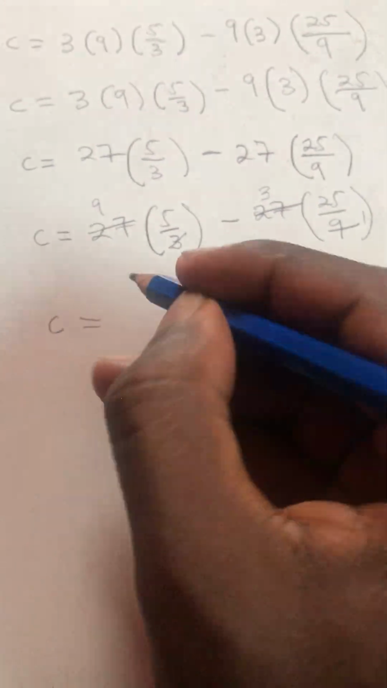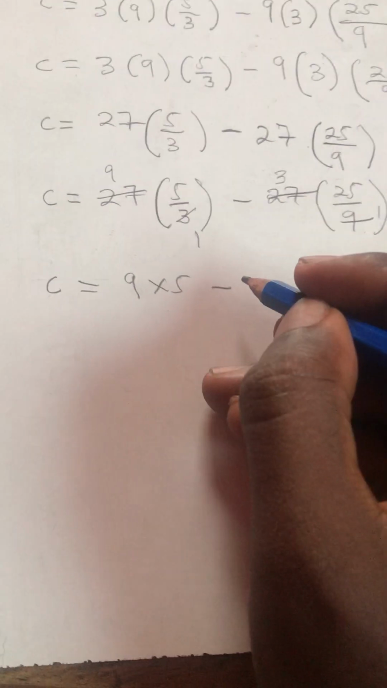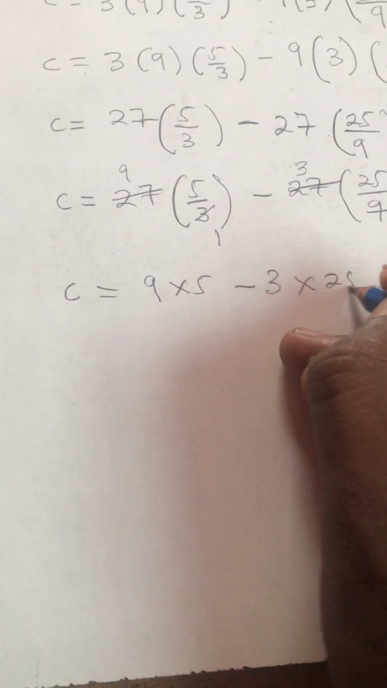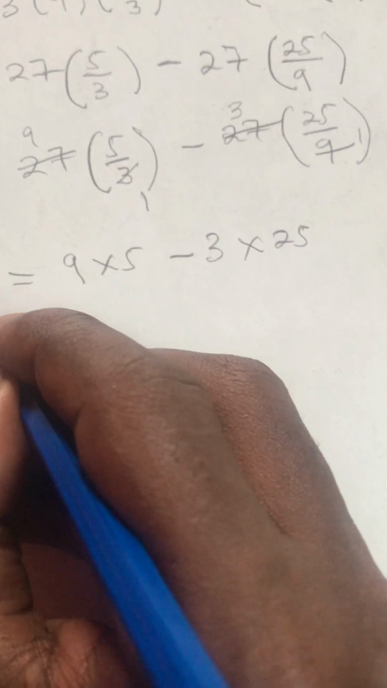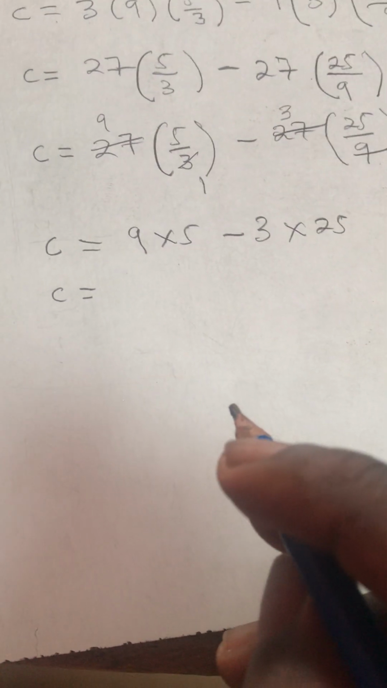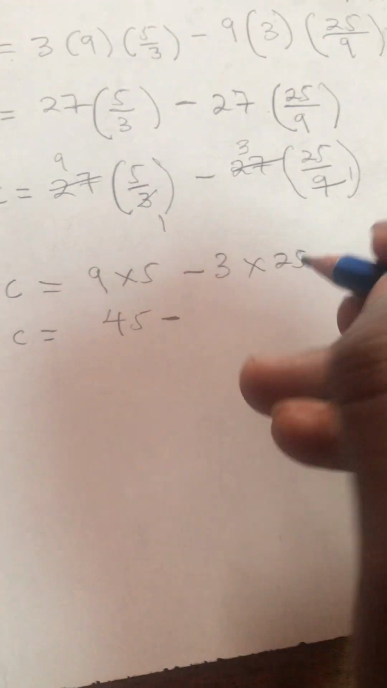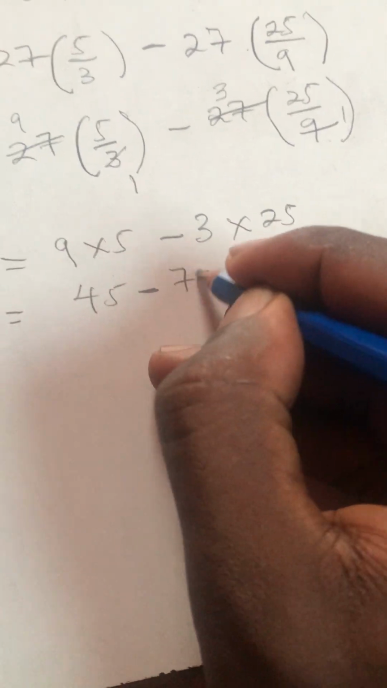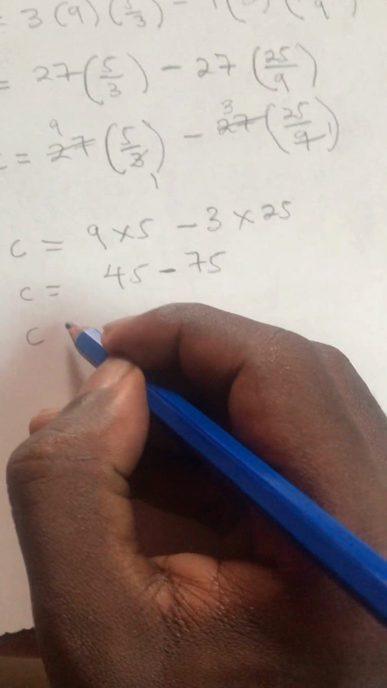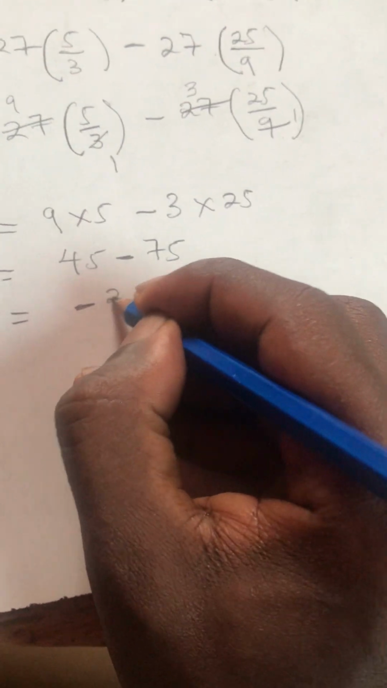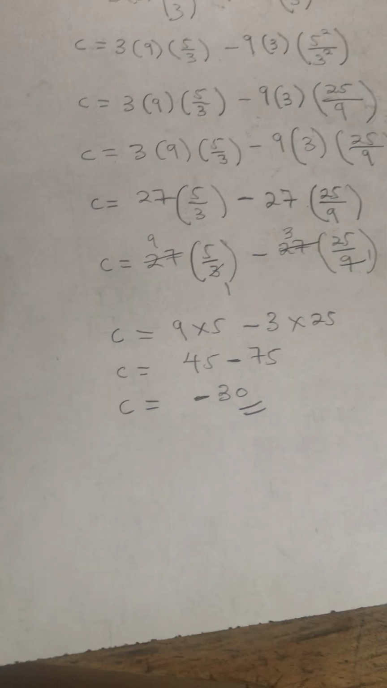So we are going to have C equals 9 multiplying 5, minus negative 3 multiplying 25. So our C is equal to 9 multiplying 5, which gives us 45, minus negative 3 multiplying 25, which gives us negative 75. So our C is equal to 45 minus 75, which will give us negative 30. So that's our final answer. Our final answer is negative 30.